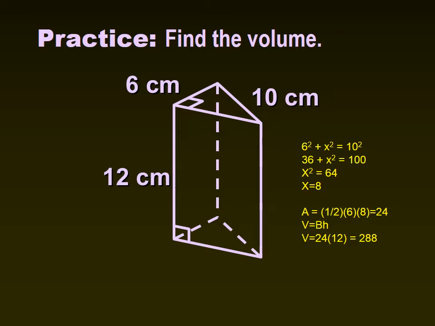Now going back to volume, we get volume equals big B times big H, and big B stands for not just the base, but the area of the base. So that's 24 times the height, which is 12. And that will get us 288.